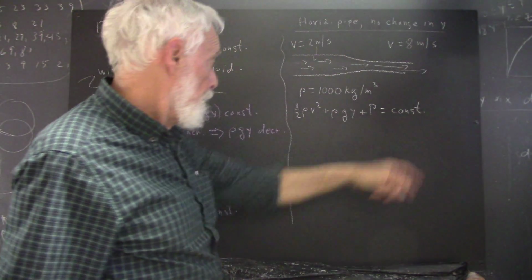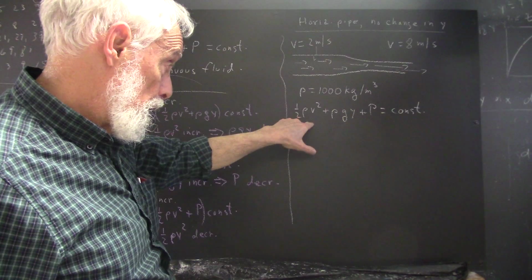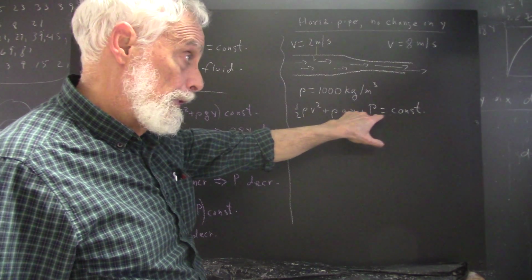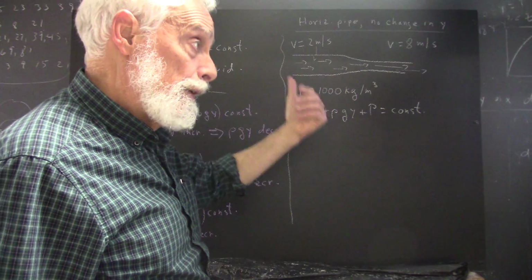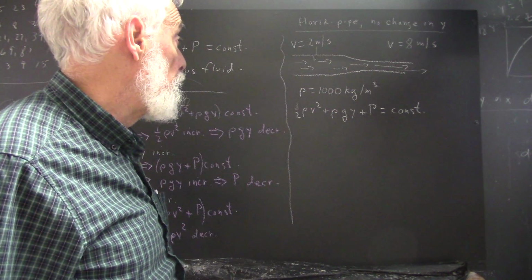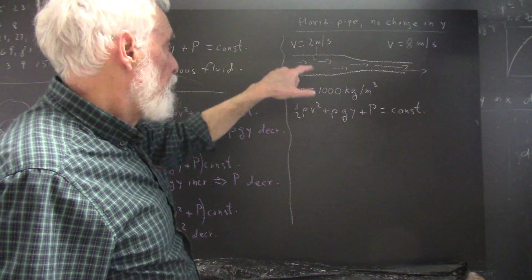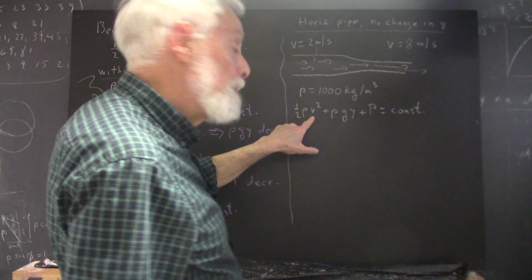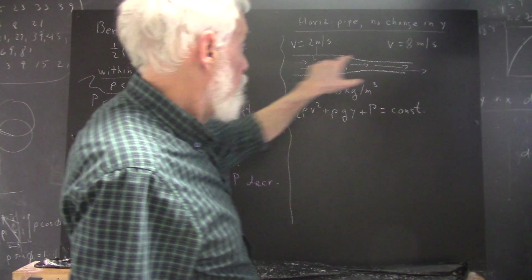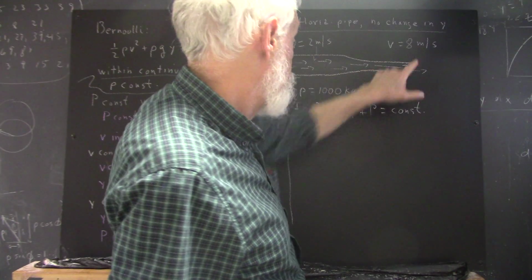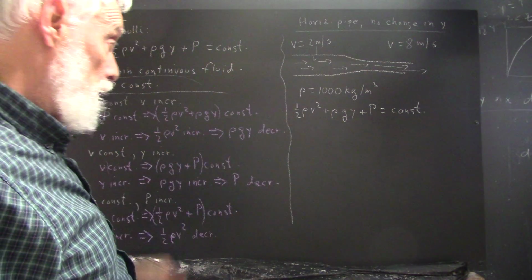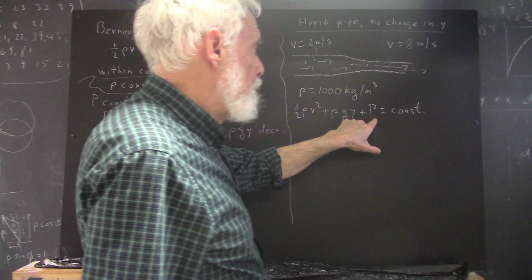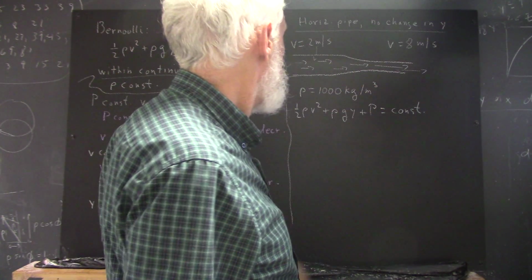So when we look at Bernoulli's equation, which says that 1/2 rho v squared plus rho gy plus p is constant, that tells us that rho gy is constant. It's not going to change. However, we do have a change in velocity, and the velocity is going to increase from 2 meters per second to 8 meters per second. Now, from what we saw immediately before, that tells us that our pressure is going to have to decrease.